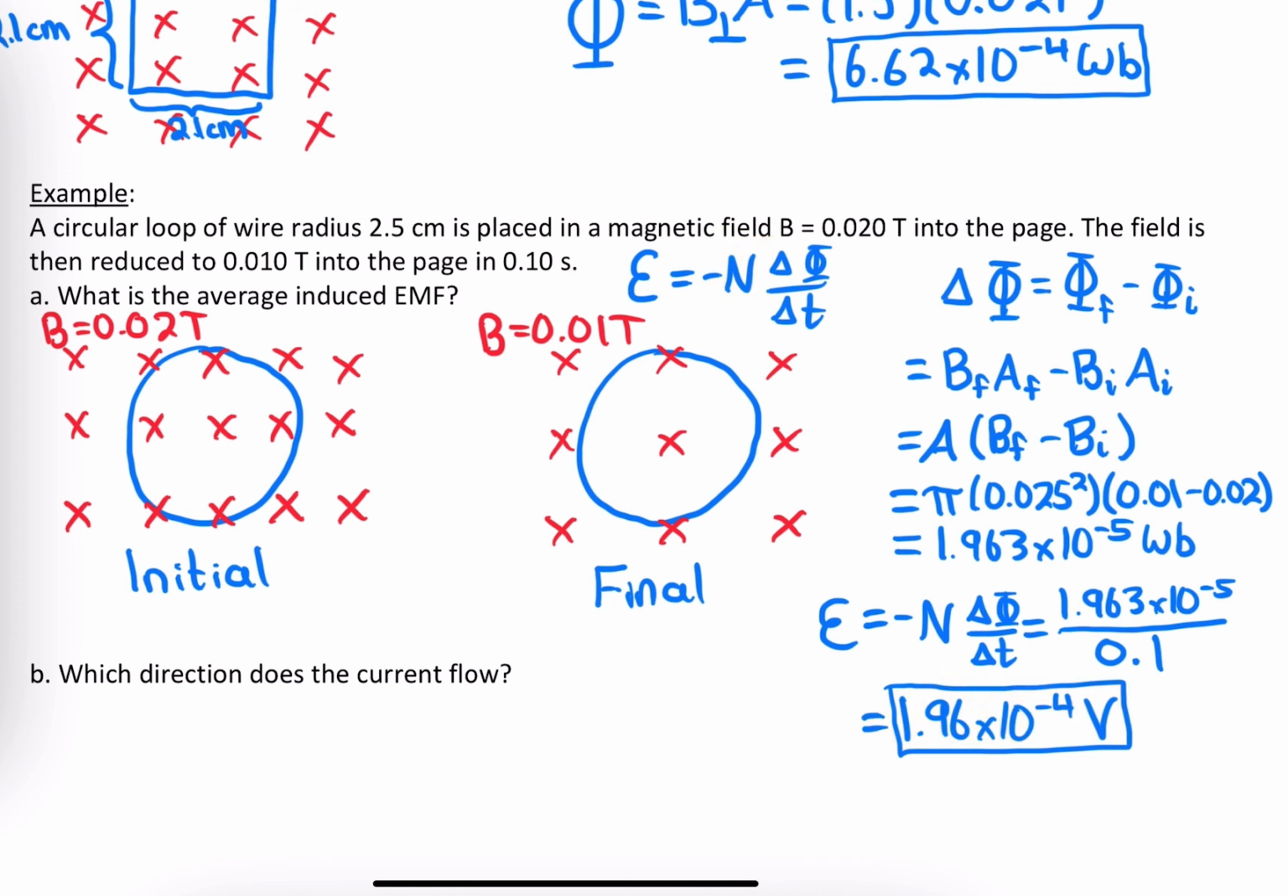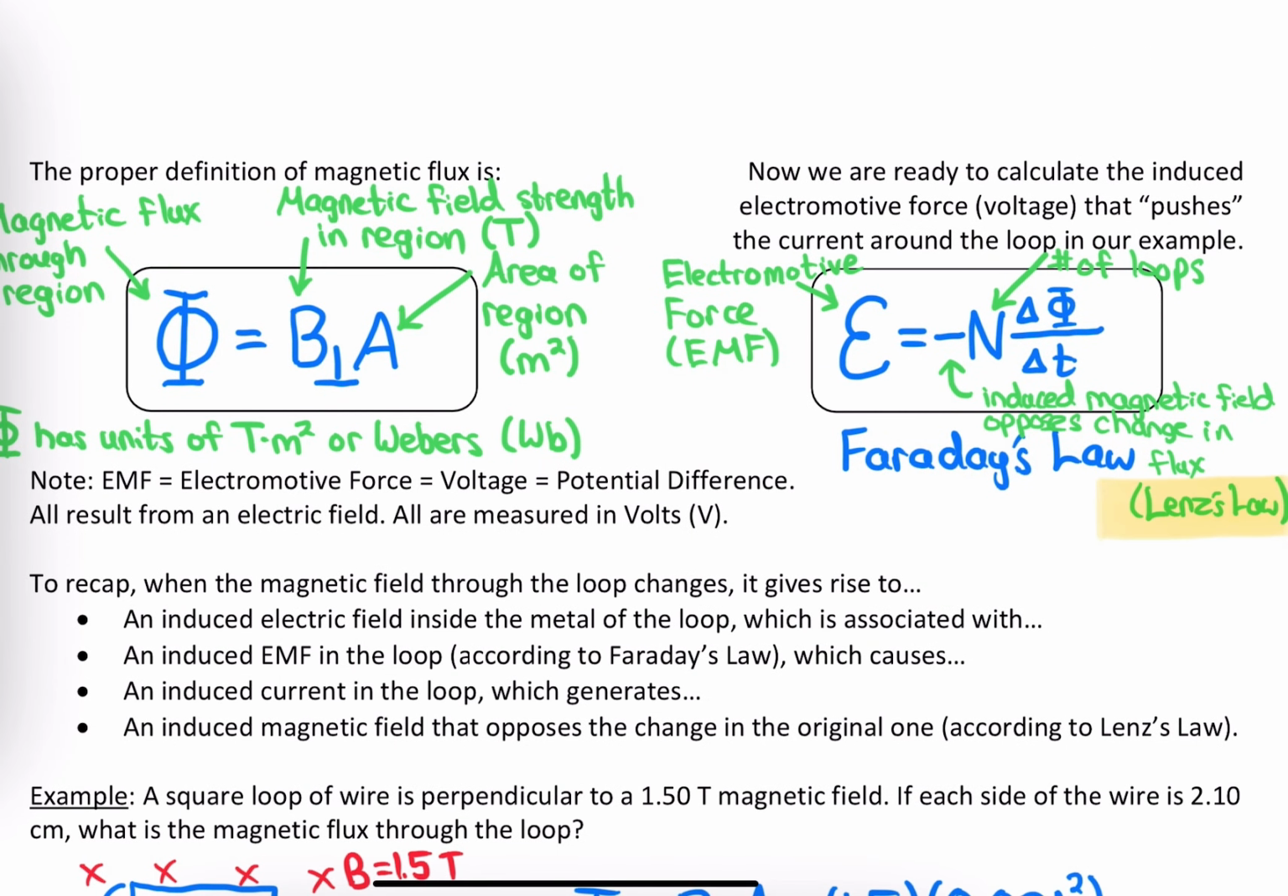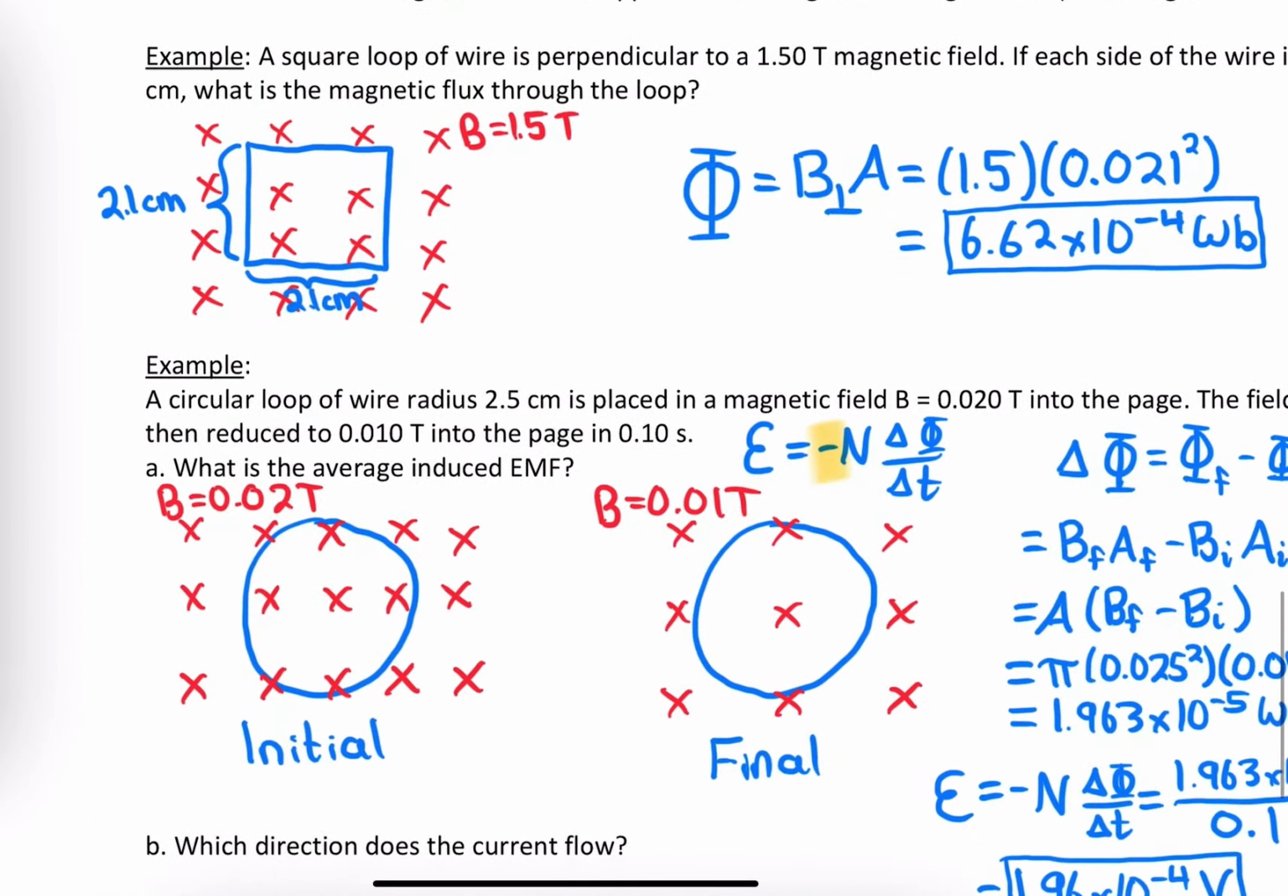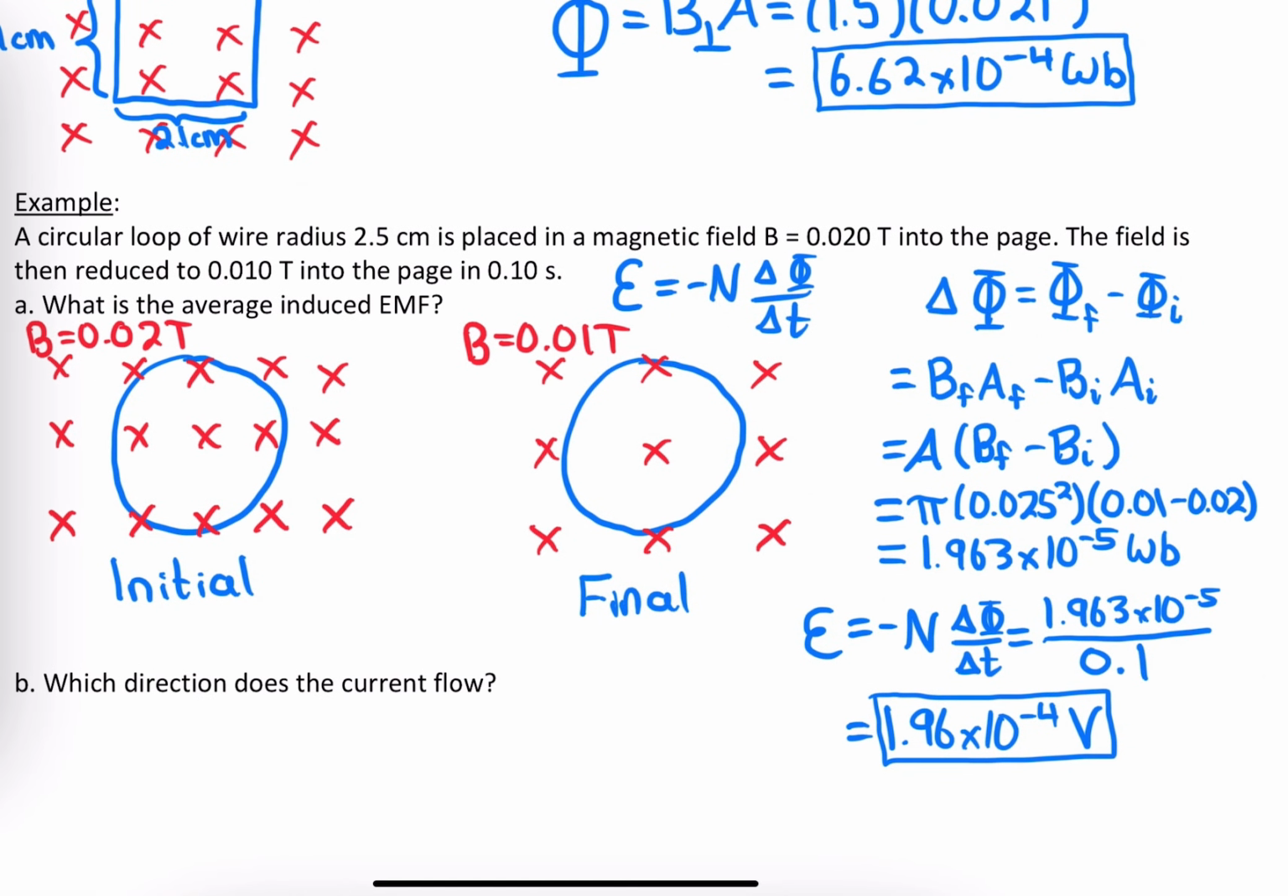Now, the last question we have to answer is which direction does the current flow? So we know we have a voltage in this loop. It's going to push current. Is it going to go clockwise or counterclockwise? Well, that's where this negative is going to come in, which you'll recall is a reminder about Lenz's law. And Lenz's law says that the induced magnetic field, the magnetic field caused by this current we're going to get in the loop, will act to undo the change that caused it. So, if I'm this loop, let's look at the change I had. Over here, I had a lot of X's.